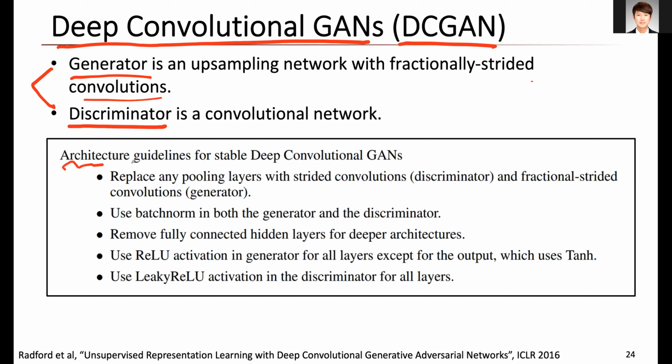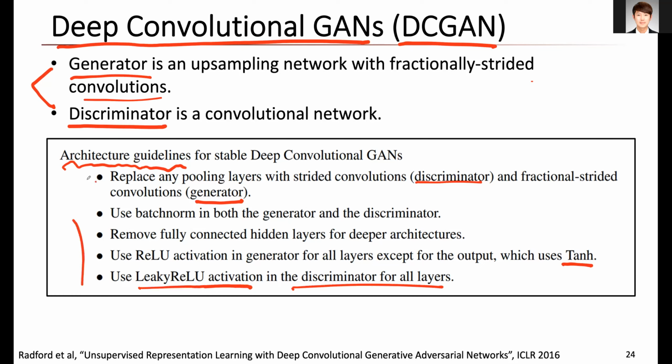In this GAN paper, they show some architecture guidelines. Replace any pooling layers with strided convolution in the discriminator and fractional-strided convolution in the generator. Use batch normalization in both the generator and discriminator. Remove fully connected hidden layers for deeper networks. Use ReLU activation in the generator for all layers except the output, which uses the tanh function. Use leaky ReLU activation in the discriminator for all layers.